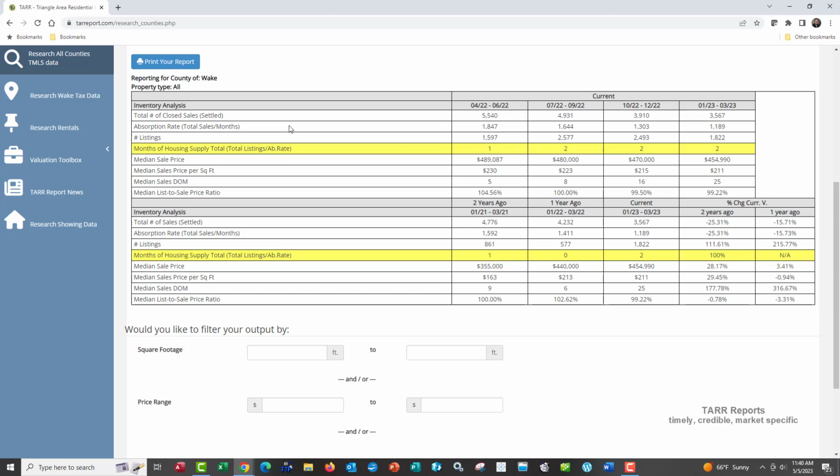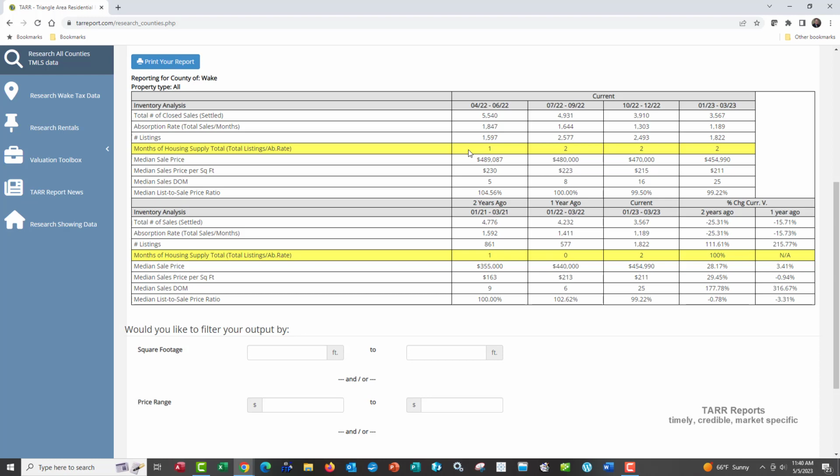Top line, we've got number of closed sales. Second line is the absorption rate, which is just the number of closed sales divided by 3. You've got the number of listings, which are on the month at the end of the quarter. And then you take your absorption rate and you divide by the number of listings, and that's what you get, your months of housing supply.